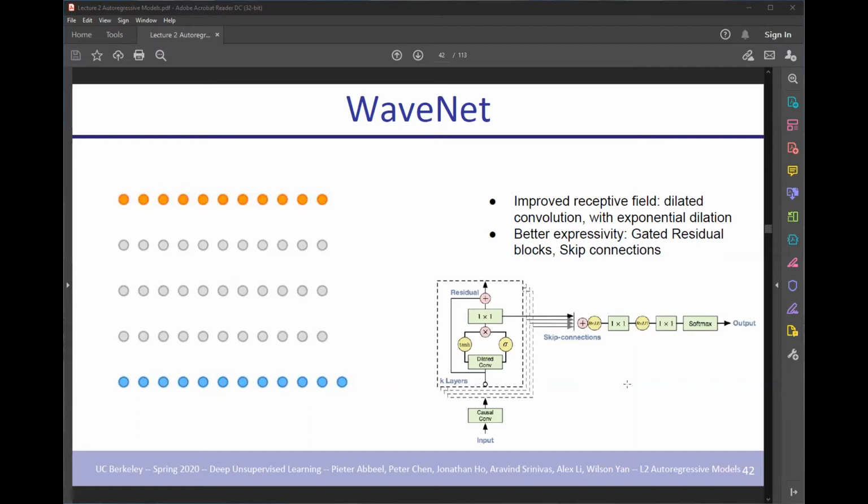So this particular network, WaveNet, was invented at DeepMind and then used to provide a lot of results for speech synthesis, which are kind of state of the art. So that is dealing with the autoregressive concept in one dimension.